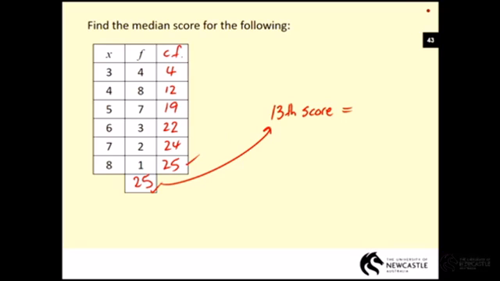The 12th score is a 4. After that is the 13th score. So it's like there's a line here. The 12th score is a 4, but after that, the 13th score, all the way to the 19th scores are all 5s. The 13th score is a 5. The median of this data is 5.